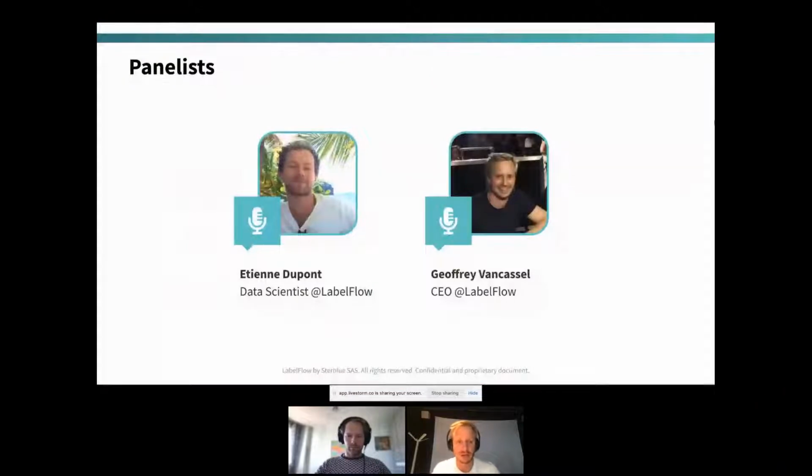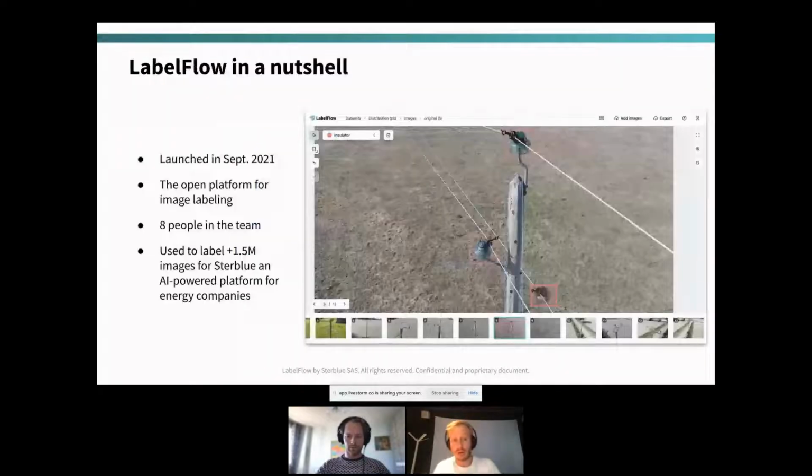As I was saying, there are two people speaking with you today: Etienne, our lead data scientist, and myself, CEO at LabelFlow. So LabelFlow in a nutshell: the project was publicly launched in September 2021, and we built the open platform for image labeling. Right now we are 8 people in the team, and the platform was used to label more than 1.5 million images for Sterblue, the AI-powered platform for energy companies.